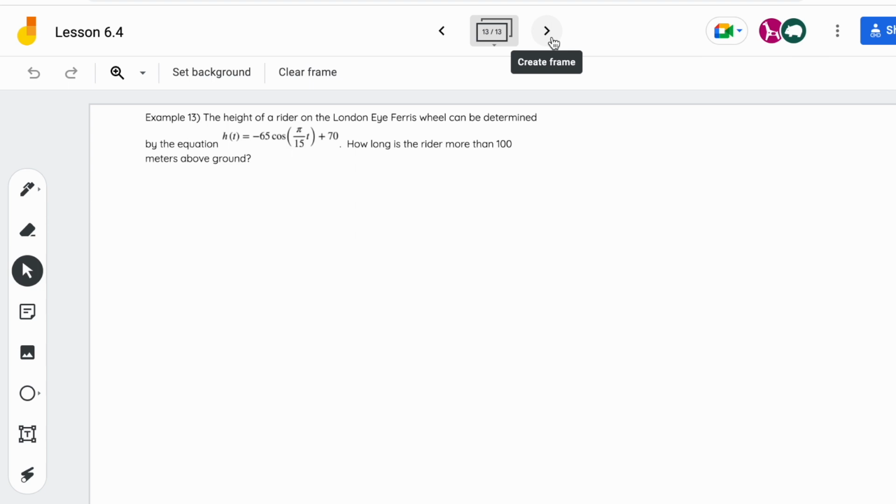So we're looking for where are we at 100. So currently we're interested in when the height itself is equal to 100. So we'll solve this for negative 65 times cosine of pi over 15 t plus 70 is 100. And then we'll go from there. I can subtract 70, thus negative 65 times cosine of pi 15ths t is equal to 30. Divide by negative 65.